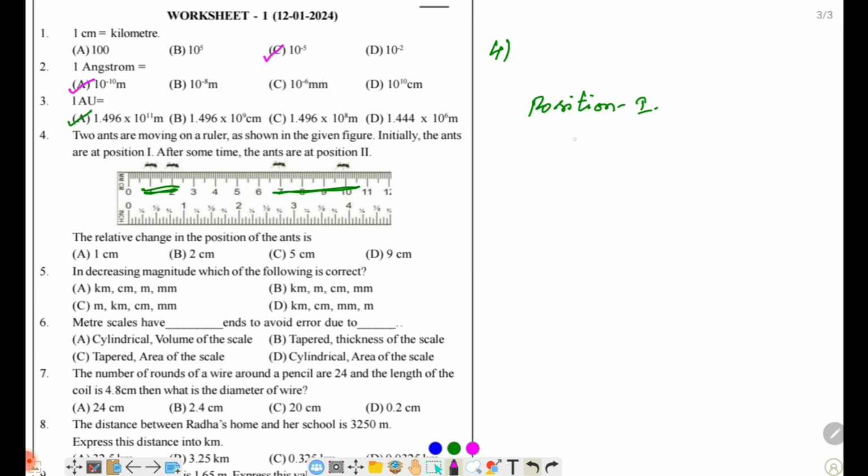Easily you can say that it is 1 centimeter, right? So the first ant is at 1 centimeter and the second ant is at 2 centimeters, so that the distance between them is 1 centimeter. And coming to position 2, what is the distance between the two ants? So see this, 1, 2, 3. So 3 centimeter. So what is the relative change in the position of the ants? First it has 1 centimeter, later it has 3 centimeter. So what is the change? The change will be simply 2 centimeter. So your answer will be option B.